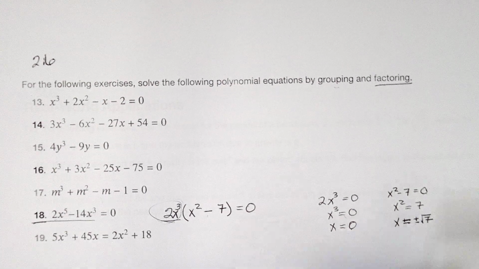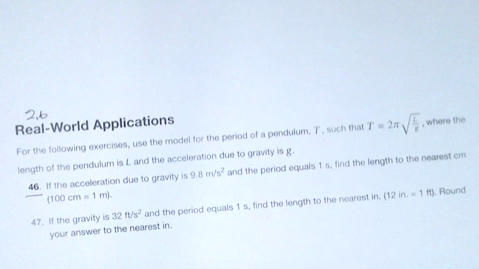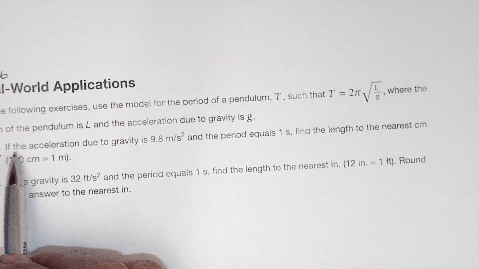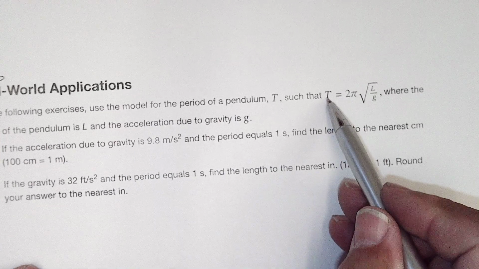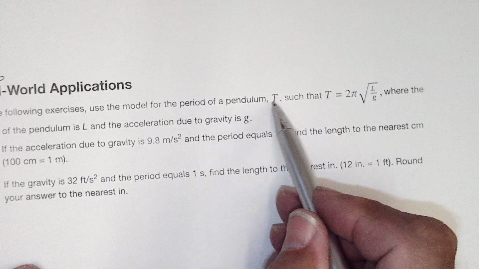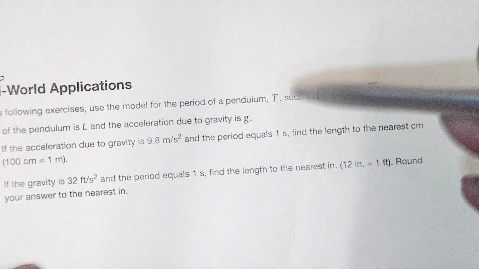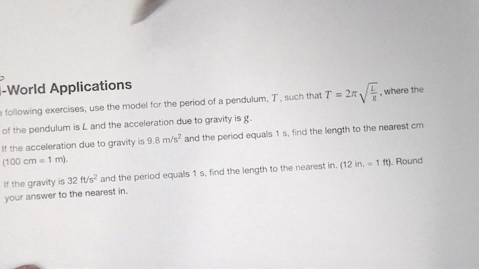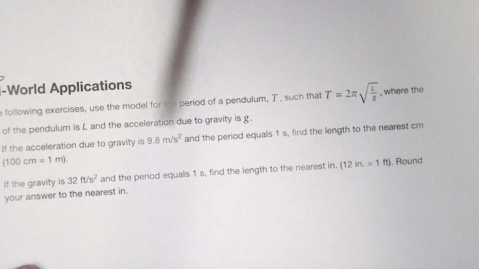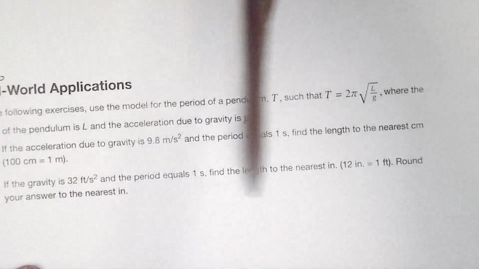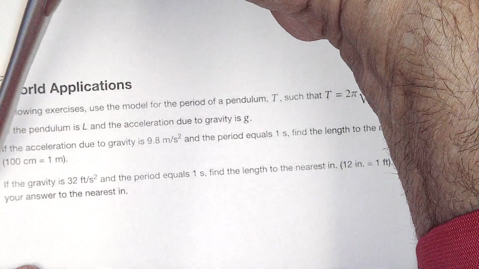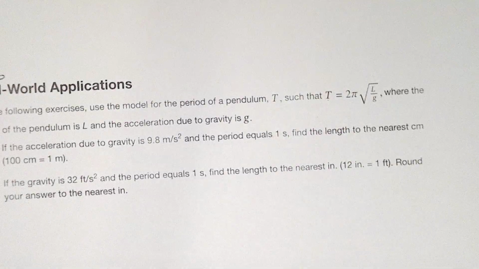Okay, now let's go to problem number 46. There was a question. So a pendulum, this is how the period, how long it takes to swing from one side to the other. So if you imagine a pendulum swinging back and forth, if it goes from here, 1001, 1002, that'd be a period of 2 seconds.